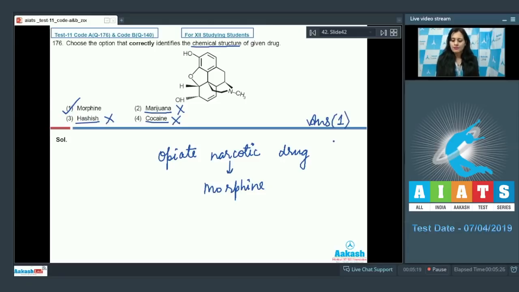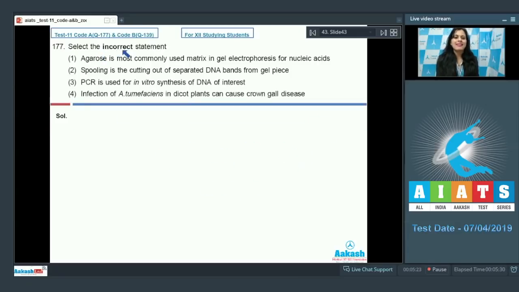Let's discuss our next question. Question number 177. Select the incorrect statement, and the very first statement is agarose is most commonly used matrix in gel electrophoresis for nucleic acids, and as it is a correct statement, so this cannot be a correct answer to our question because agarose gel electrophoresis is used for separating DNA fragments. DNA is a nucleic acid.